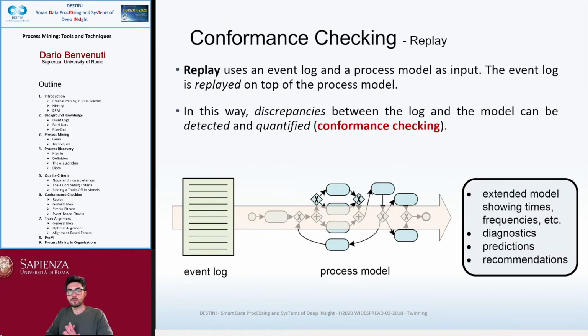So, going back to the process mining techniques, the next one that we're going to see is the replay, which is something very similar to play-in and play-out, and is used to basically reproduce a particular trace of an event log in a process model. It is a technique that requires both an event log and an already discovered or designed process model. In this way, discrepancies between them can emerge and can be detected and quantified in a process called conformance checking.